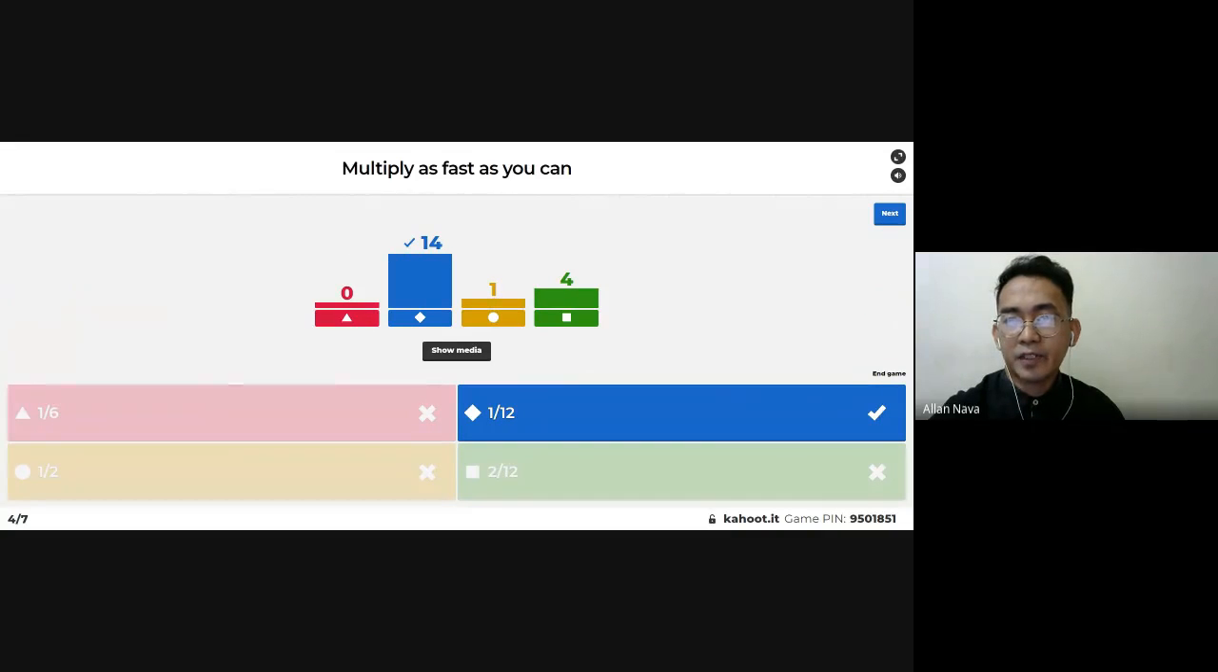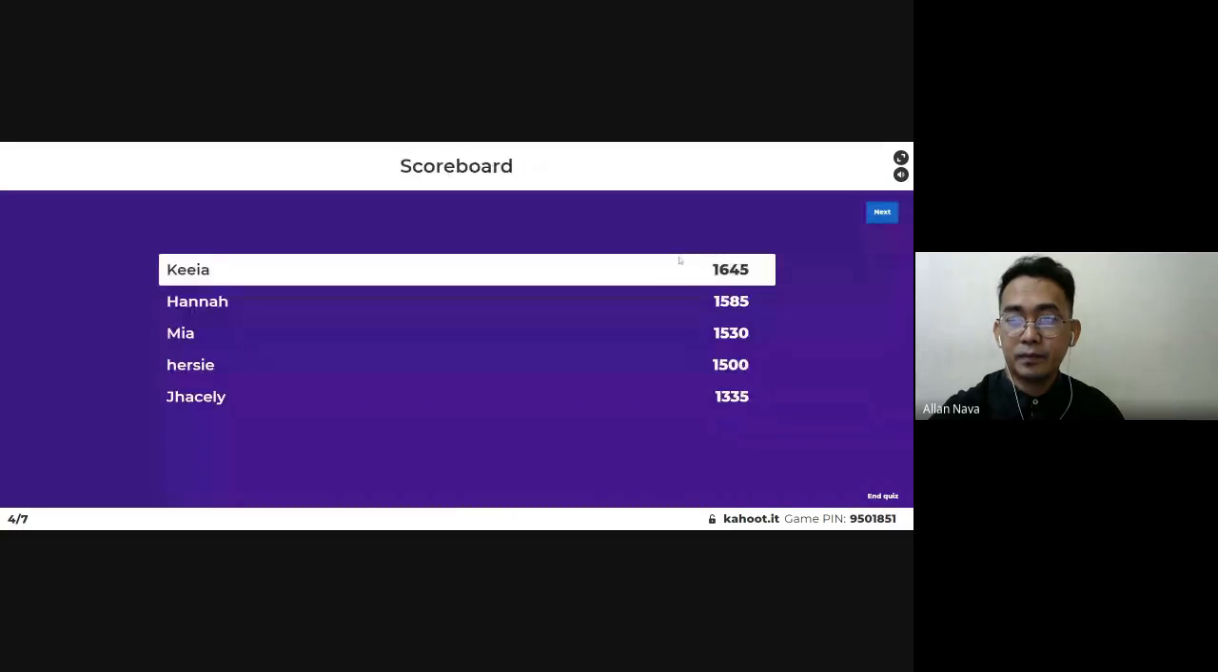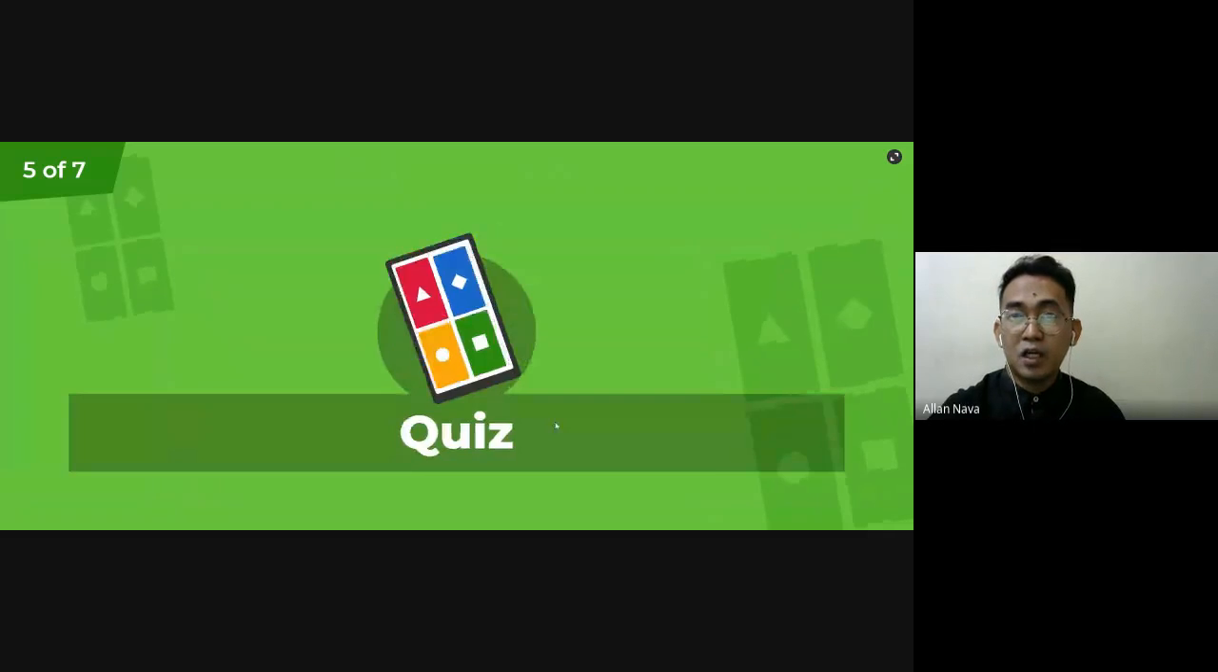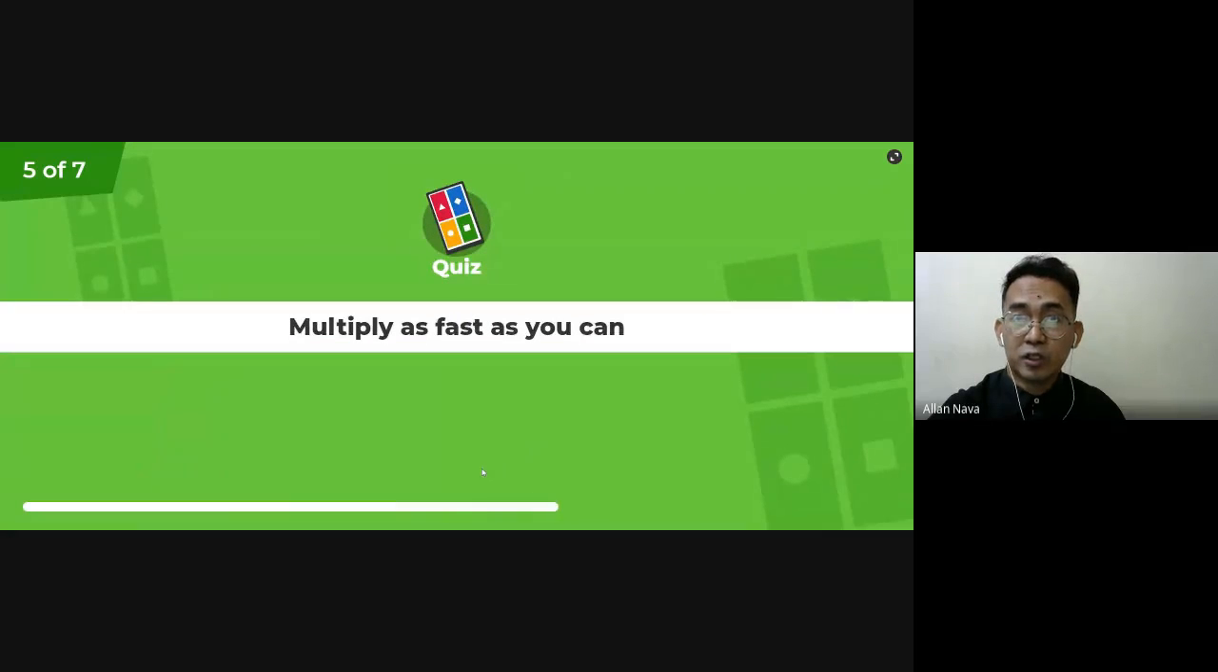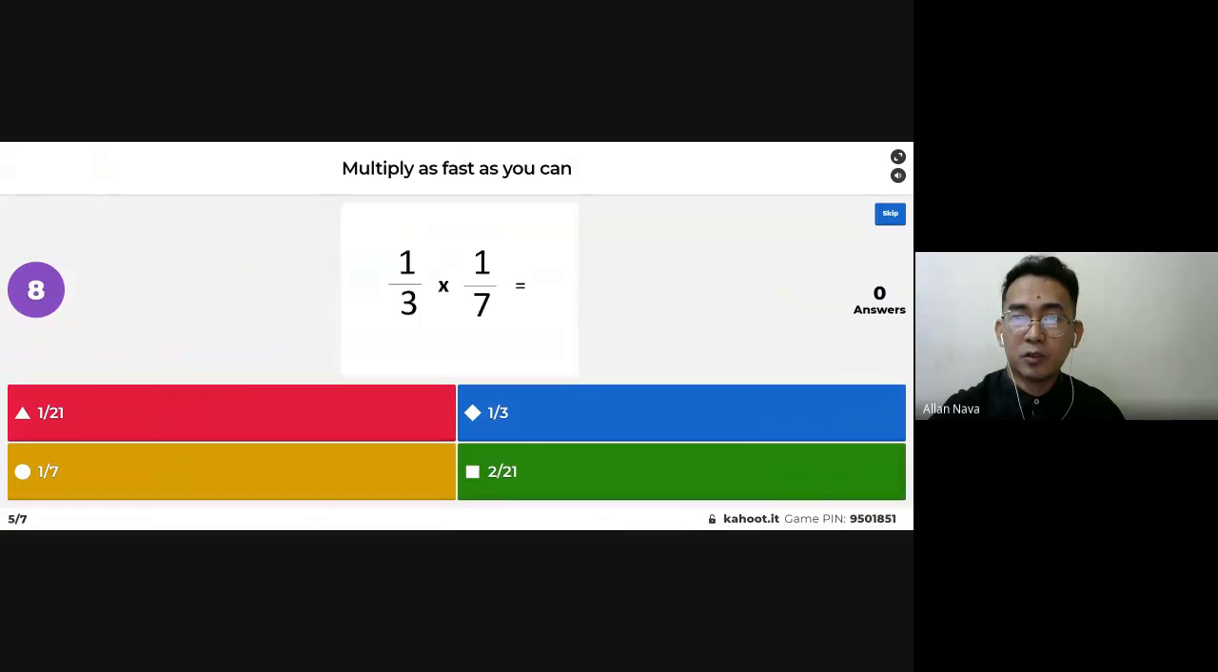Okay, the correct answer is 1/12. So the blue one. Why are you still making mistakes? Denominator to denominator, just multiply. Numerator to numerator, just multiply. Next. Again, numerator to numerator, denominator to denominator.